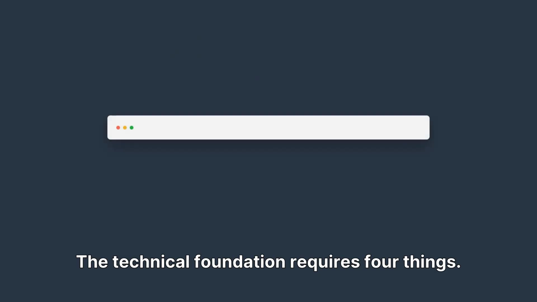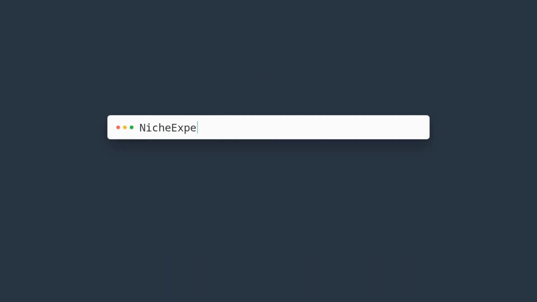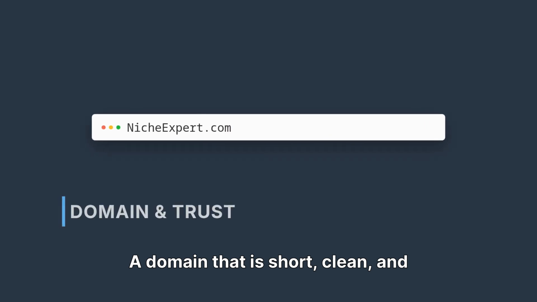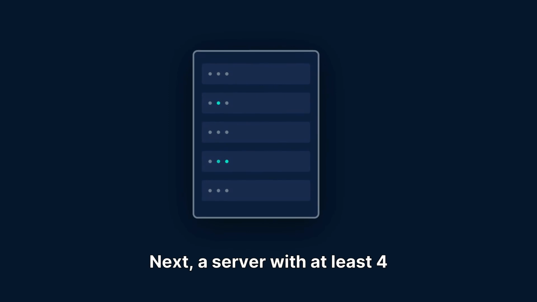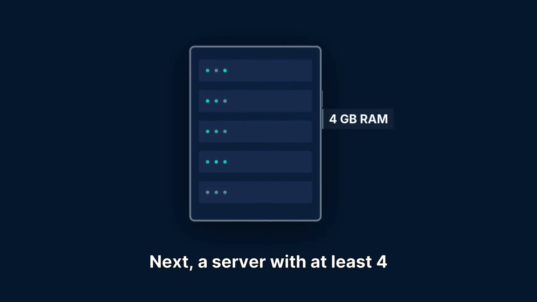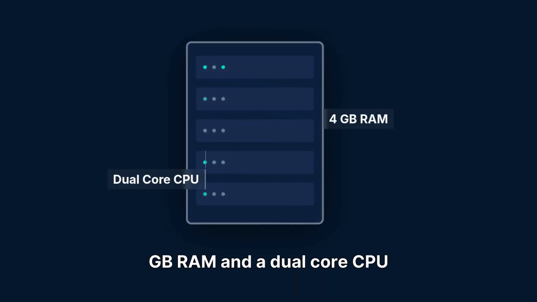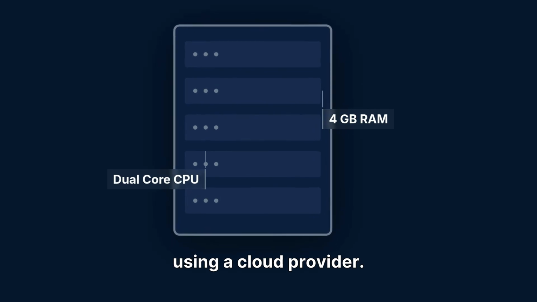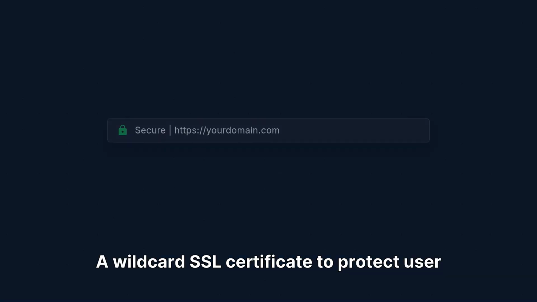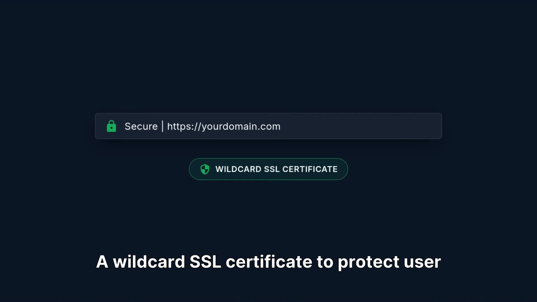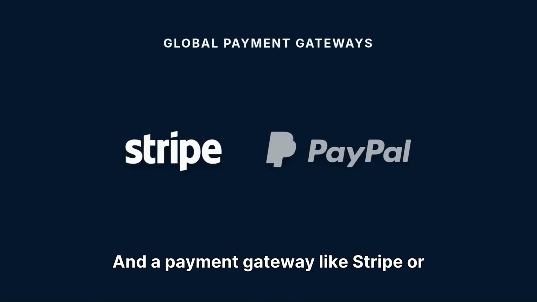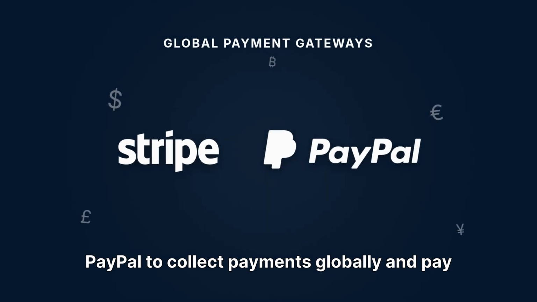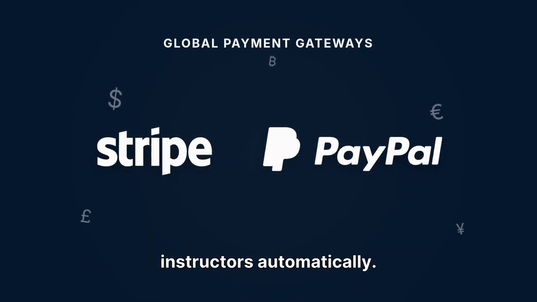The technical foundation requires 4 things: a domain that is short, clean, and relevant to your niche. It builds trust. Next, a server with at least 4 GB RAM and a dual-core CPU using a cloud provider. A wildcard SSL certificate to protect user data and remove browser security warnings. And a payment gateway like Stripe or PayPal to collect payments globally and pay instructors automatically.